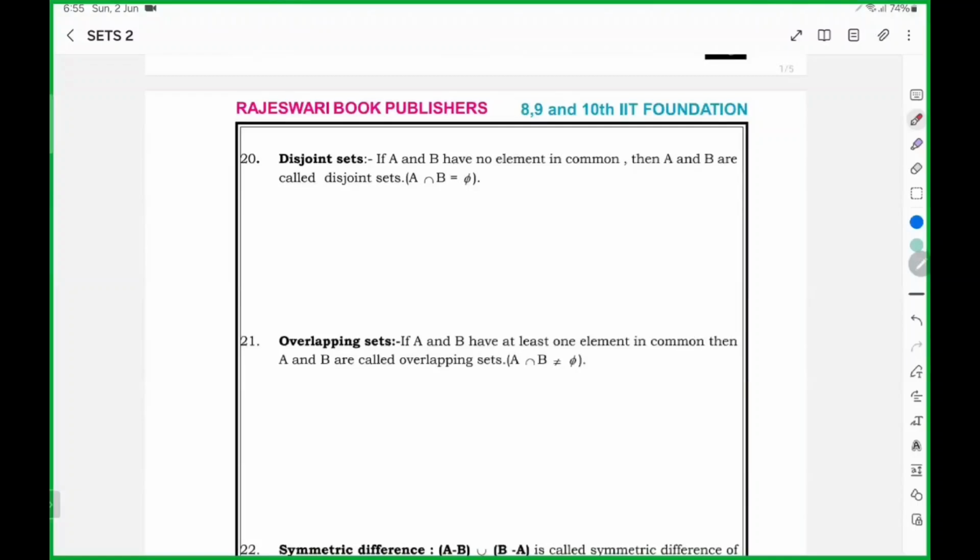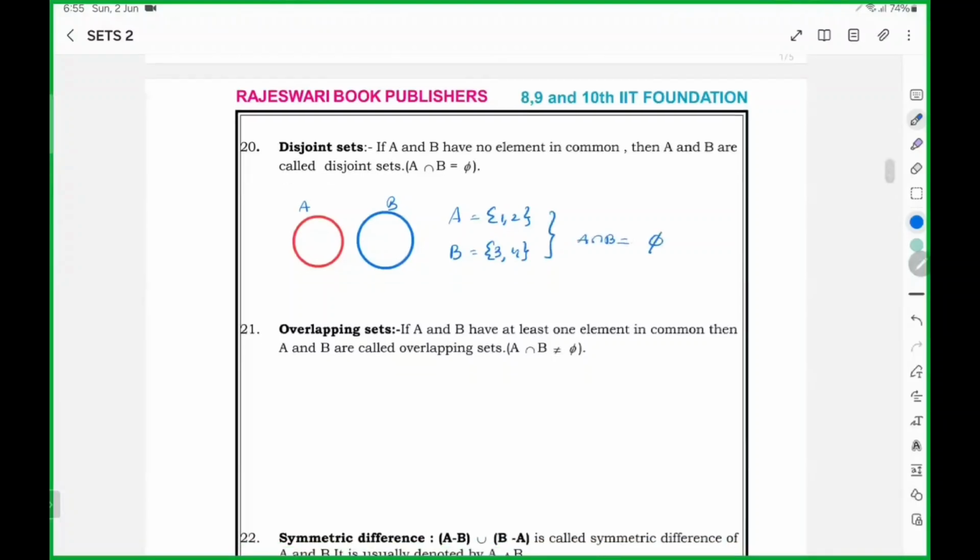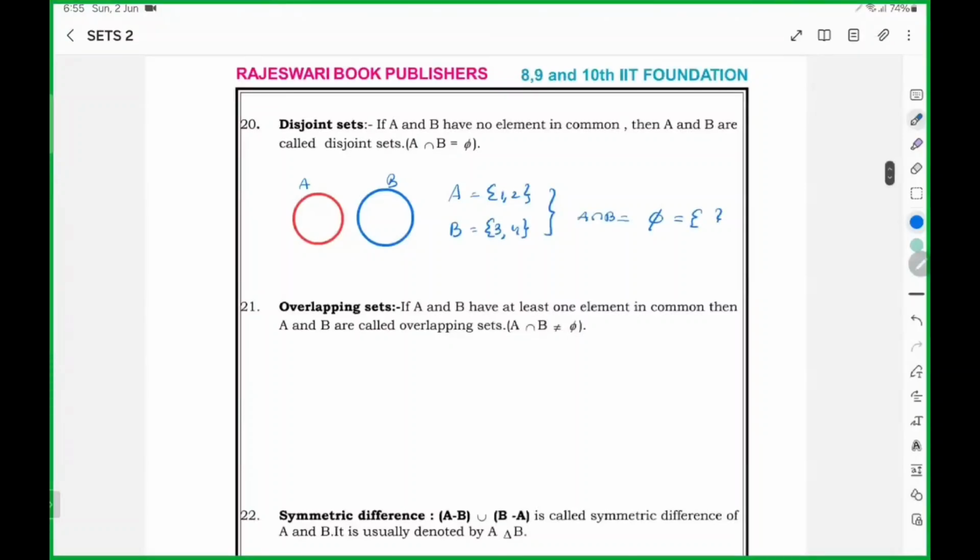Disjoint sets: when do you say two sets are disjoint? The representation is a Venn diagram with circles. Two sets are said to be disjoint when they have no common element. Like A and B, if there is no common part, we say they are disjoint sets. Let us say A as 1, 2 and B as 3, 4. A intersection B will be the empty set. There is no common element. So it is also denoted like this.